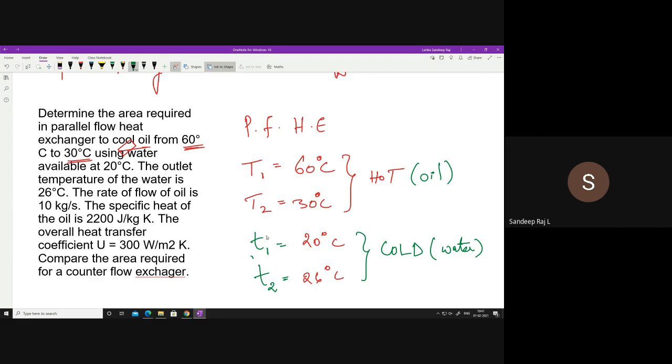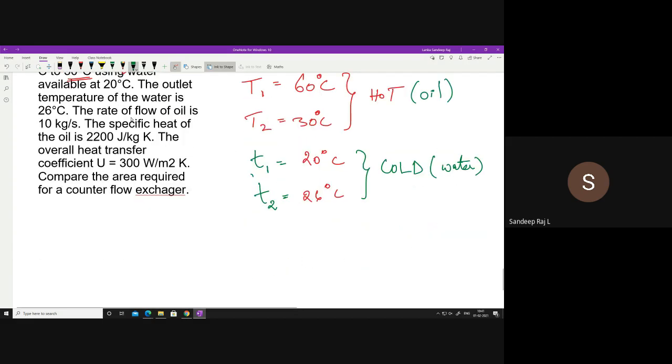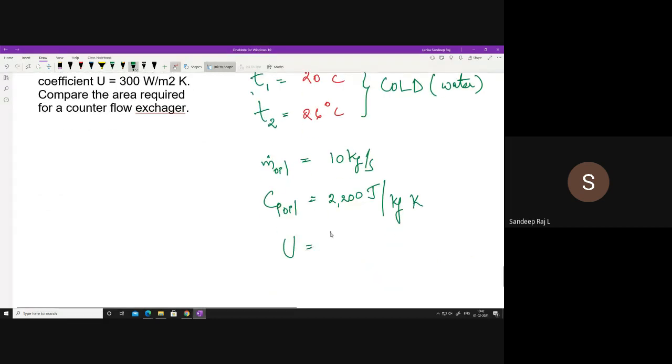Apart from this data, what is given? The rate of flow of oil is given. m dot of oil is given as 10 kg per second, and specific heat of the oil, Cp of oil, is given as 2200 joule per kg Kelvin, and the overall heat transfer coefficient is given in the question. U is given. In most of the questions, U will not be given. Anyway, in this question it is given in watt per meter square Kelvin. You have to find your U if he is giving you the diameters and the whole stuff.